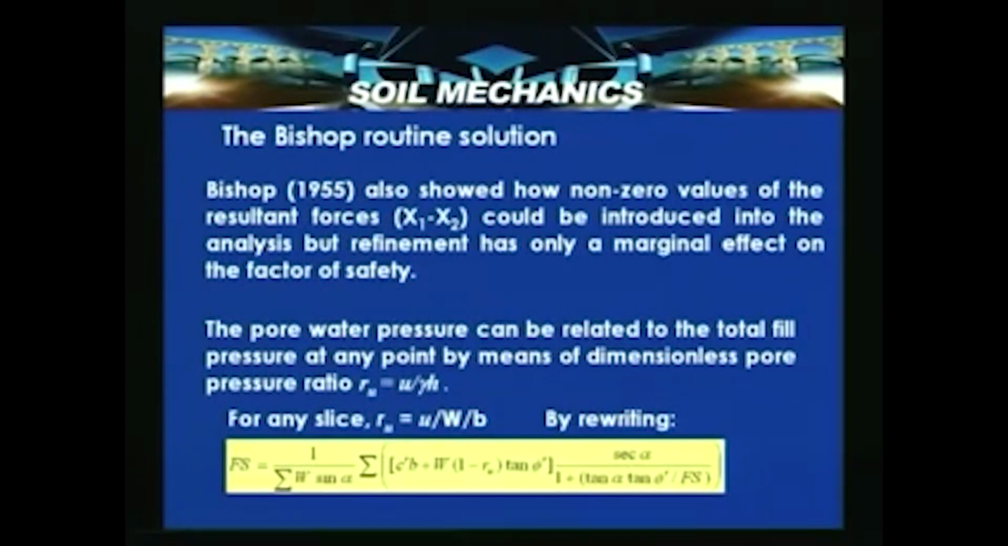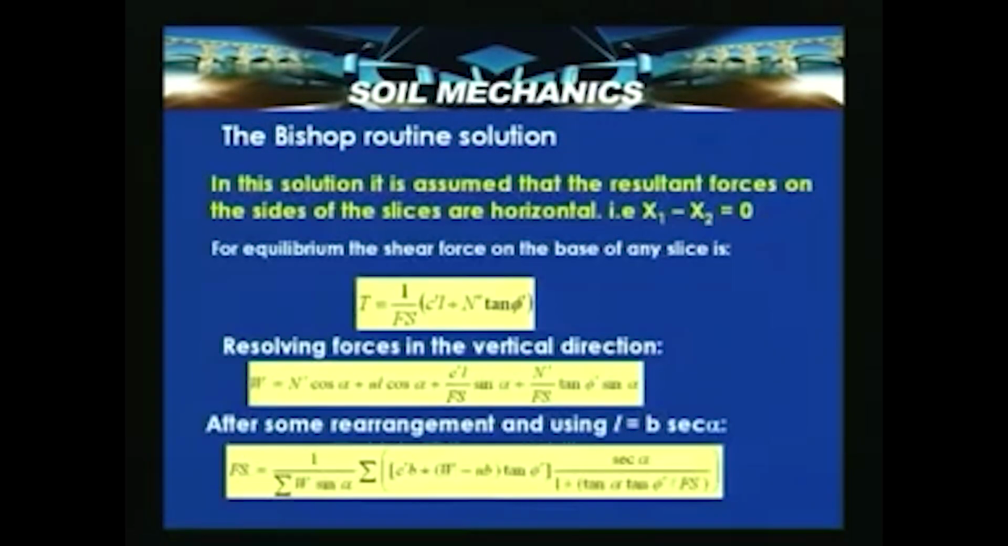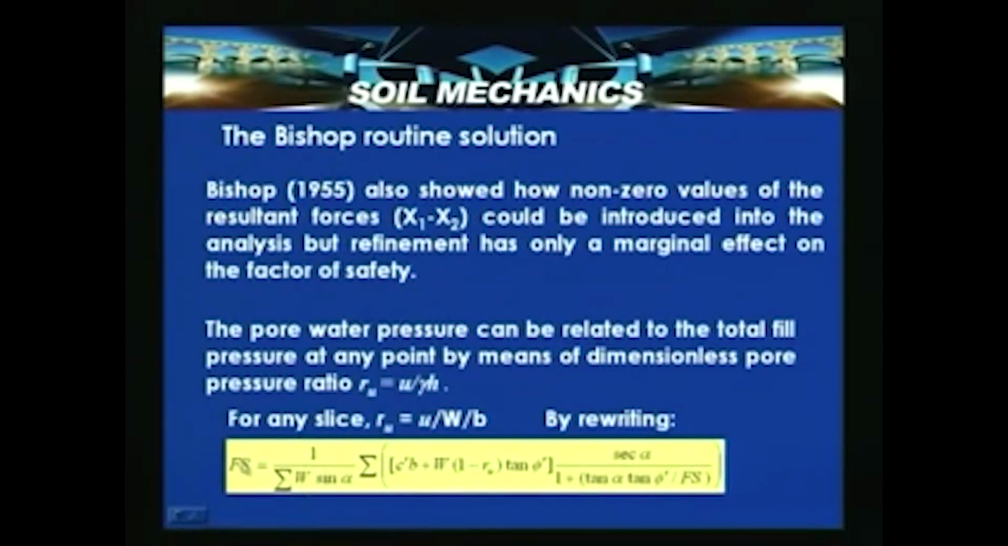And by putting this for any slice, r_u = u / (W/b), and by rewriting the equation which we derived in the previous slide, we get the factor of safety equal to 1 by summation W sin α, times summation of [c'b + W(1 − r_u) tan φ'] sec α divided by [1 + tan α tan φ' / factor of safety]. So, here this particular r_u considers the effect of the pore water, the phreatic line within the slope.